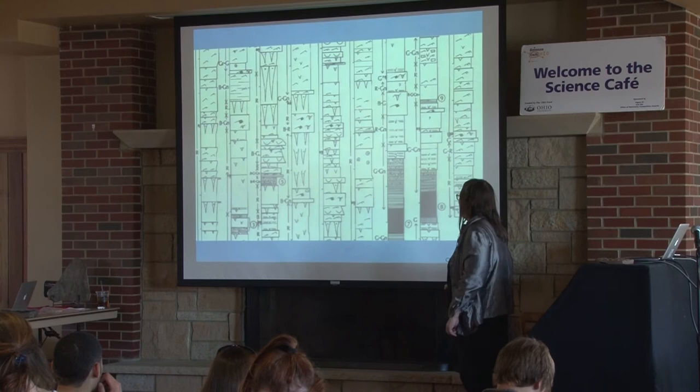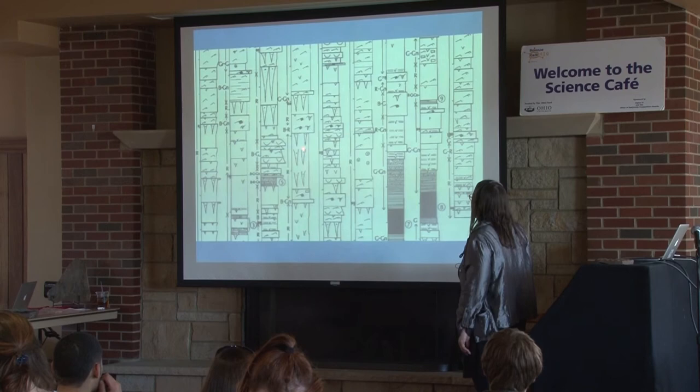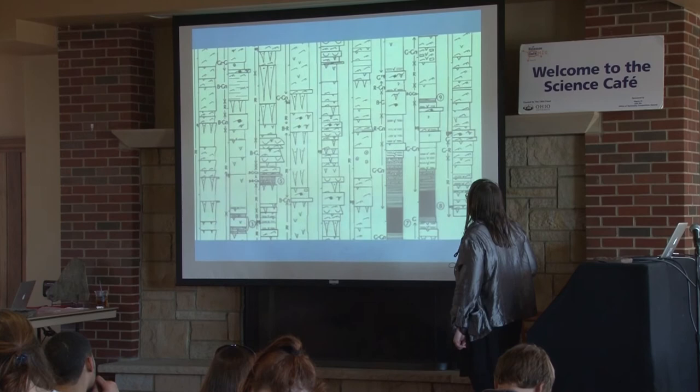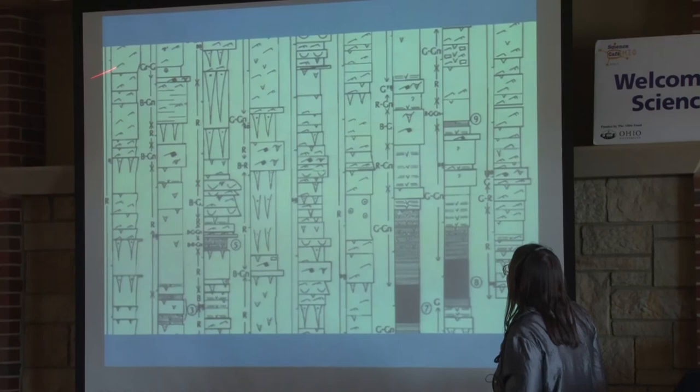So here's a close-up of that. So now you can see much better. Here's those mud cracks, and here's those ripple cross lamination symbols. And some of these mud cracks are filled with sand. That's the little dot in there. Okay, that's where you can see them really well.